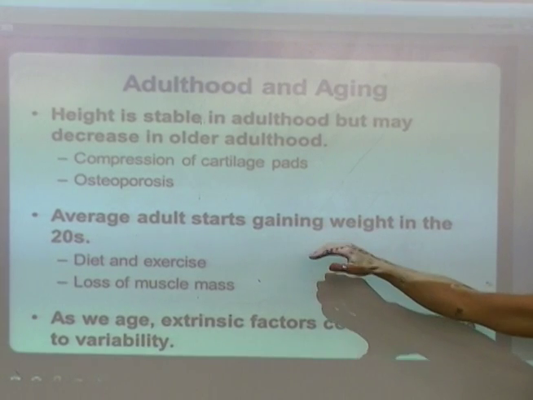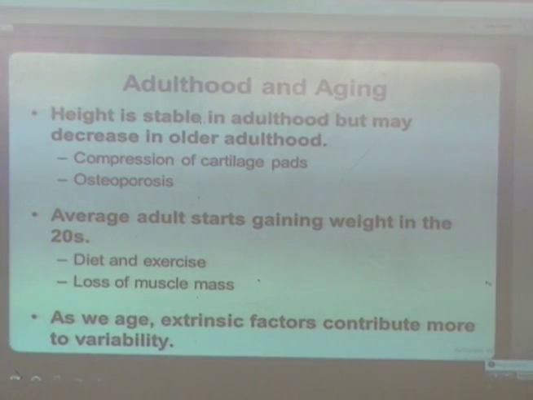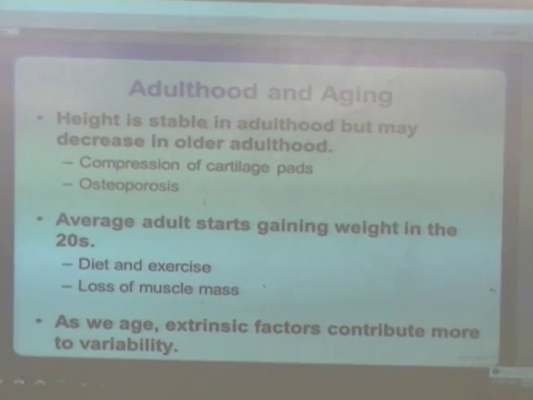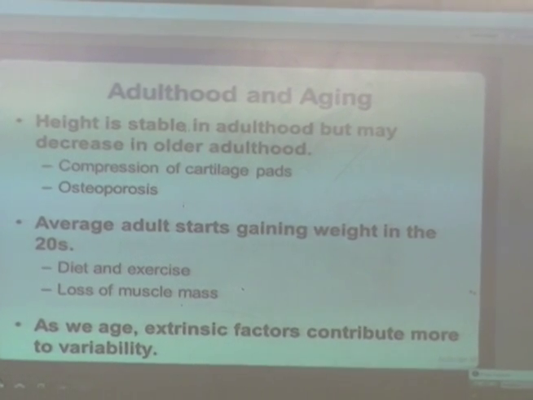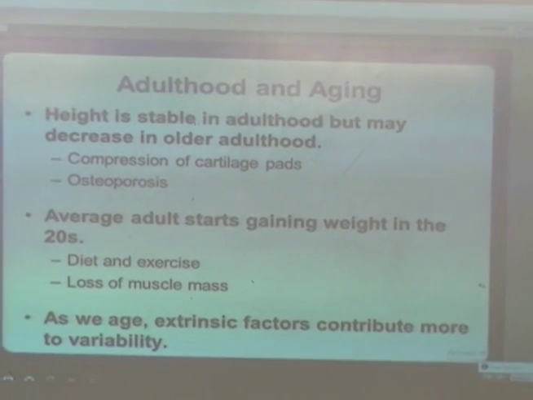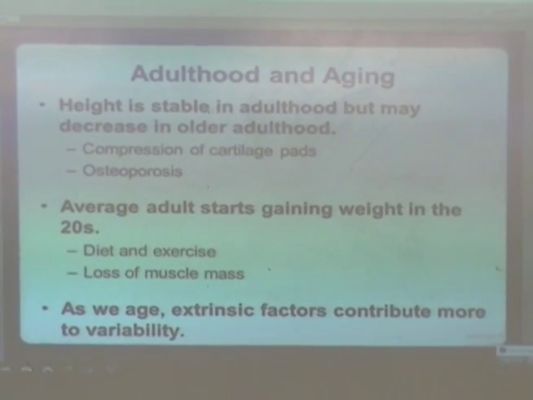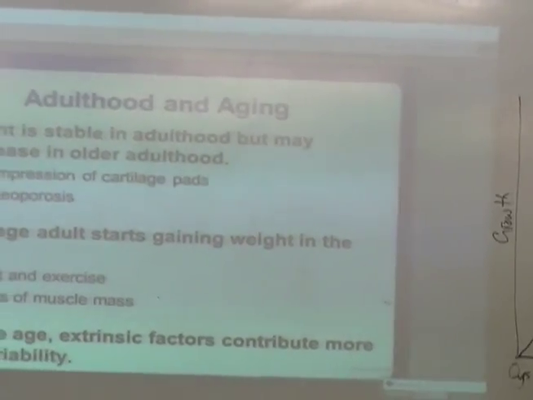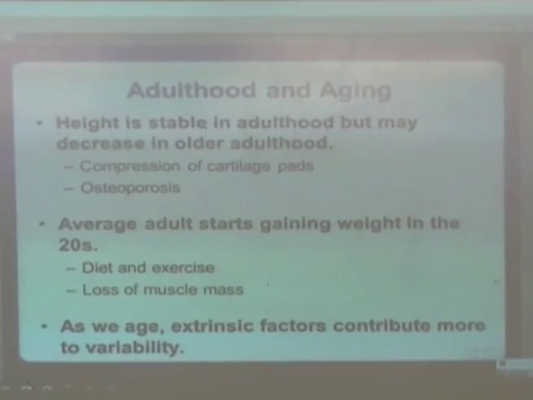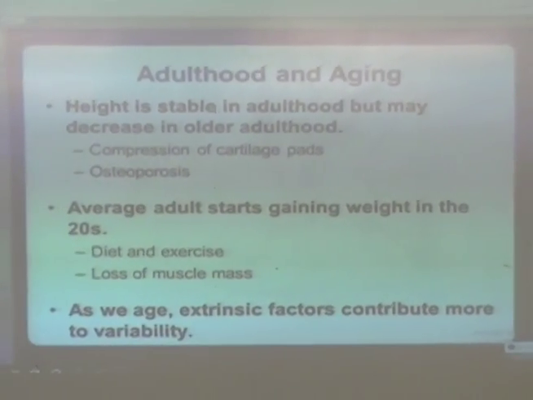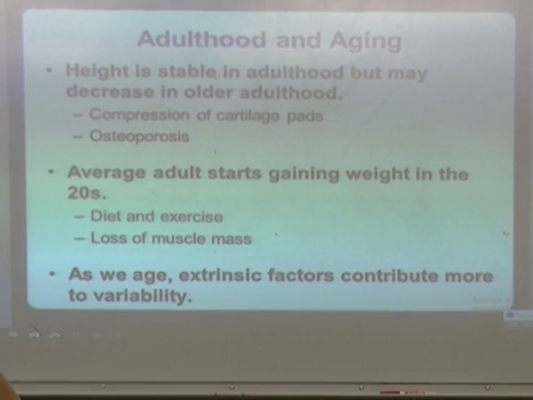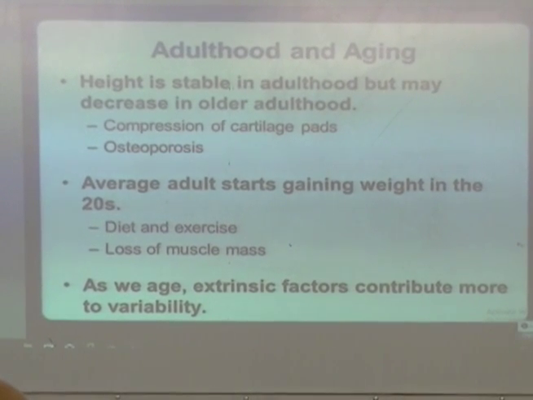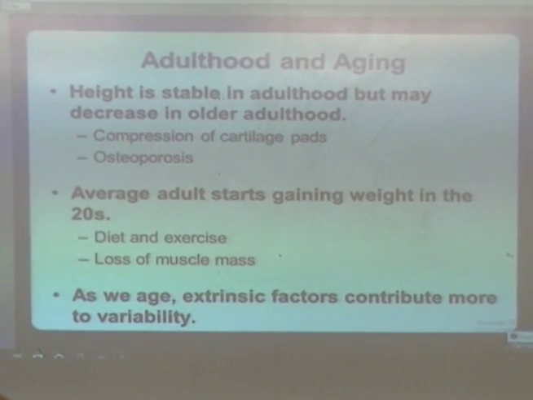The average adult starts to gain weight in their 20s. And this weight gain is due to lifestyle, not genetics. Genetically, they're done with their growth curve. This is lifestyle now. This is, I've got to go out and get a job. And my job is sitting in an office all day, putting numbers into a computer. Right? So unless I balance that with a decrease in the amount of food that I'm eating, we get weight gain.